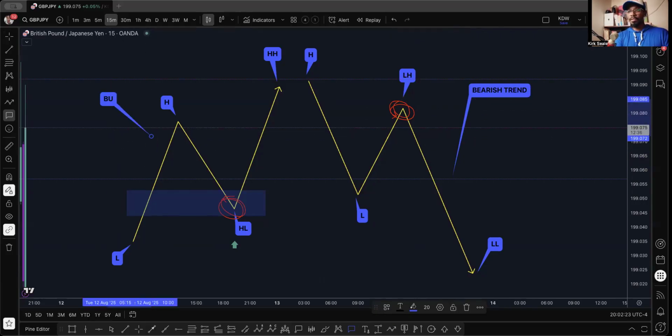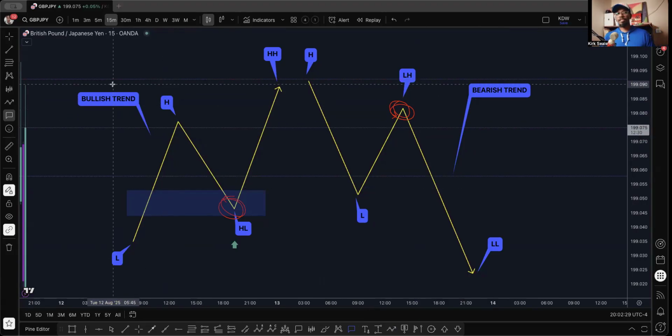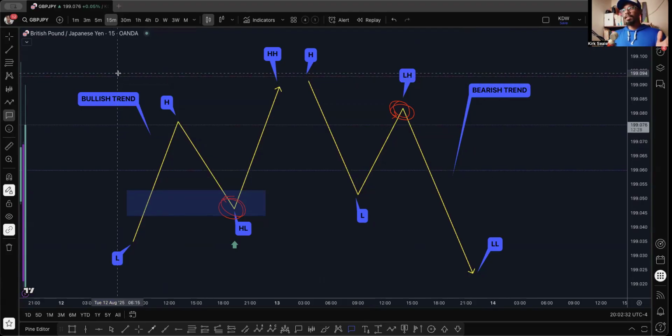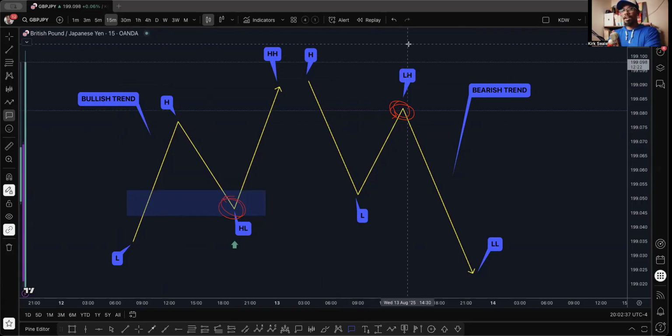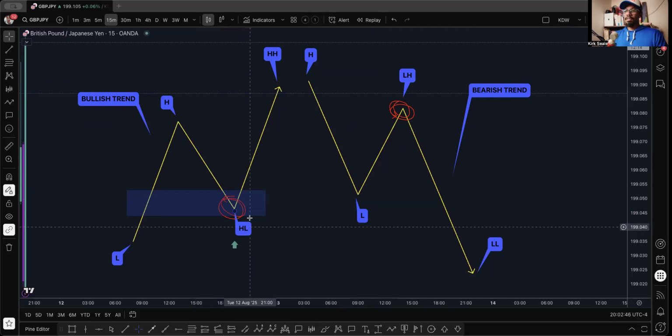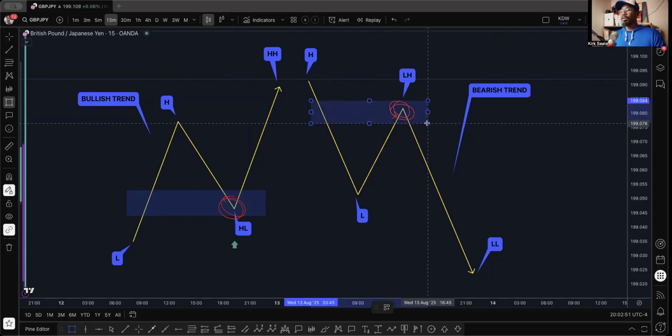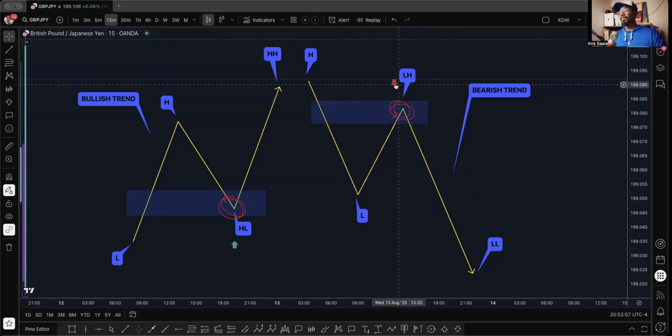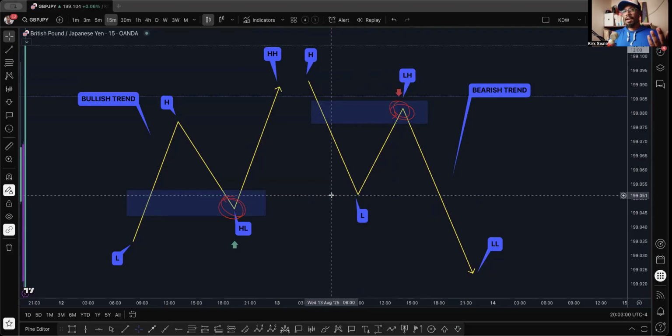This is the structure of a bullish trend. Series of higher highs and higher lows, bullish trend. Series of lower highs and lower lows, bearish trend. All right. So we buy at the higher low and we sell at the lower high. Buy at the higher low, sell at the lower high.